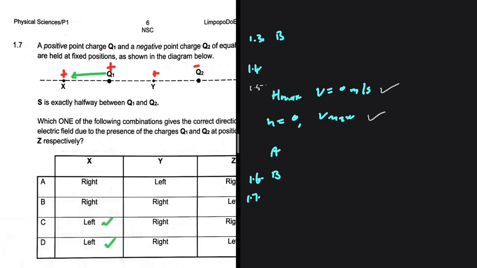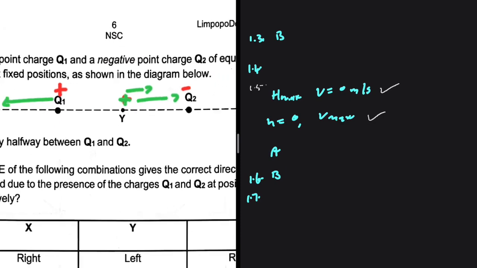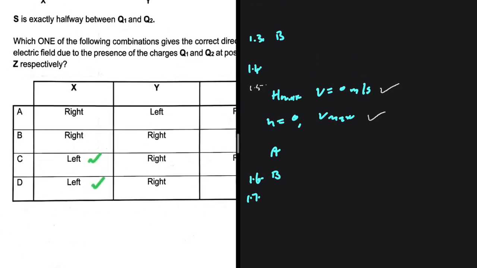Let's go to Y. How are Q1 and Y interacting? Q1 is going to be pushing to the right. They're all positive, so there's a repulsion. And then Q2 and Y have opposite charges. There's a force of attraction. So Q2 is also pushing to the right. So at point Y, the net electric field is to the right. No questions asked there. So which option? C and D are still both correct.